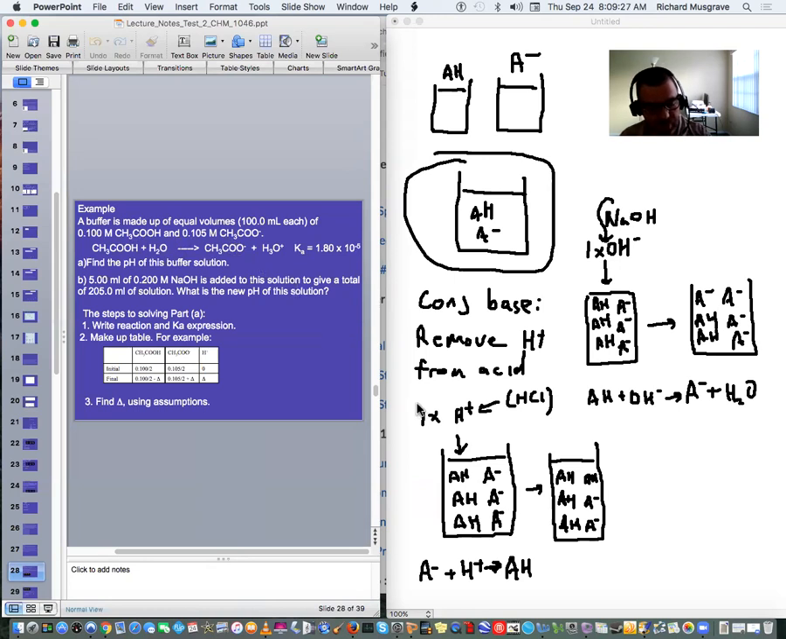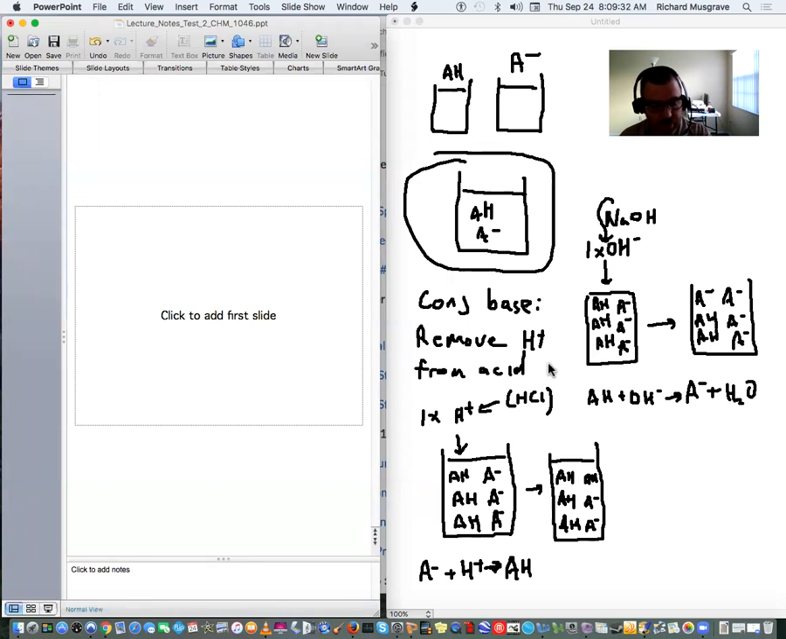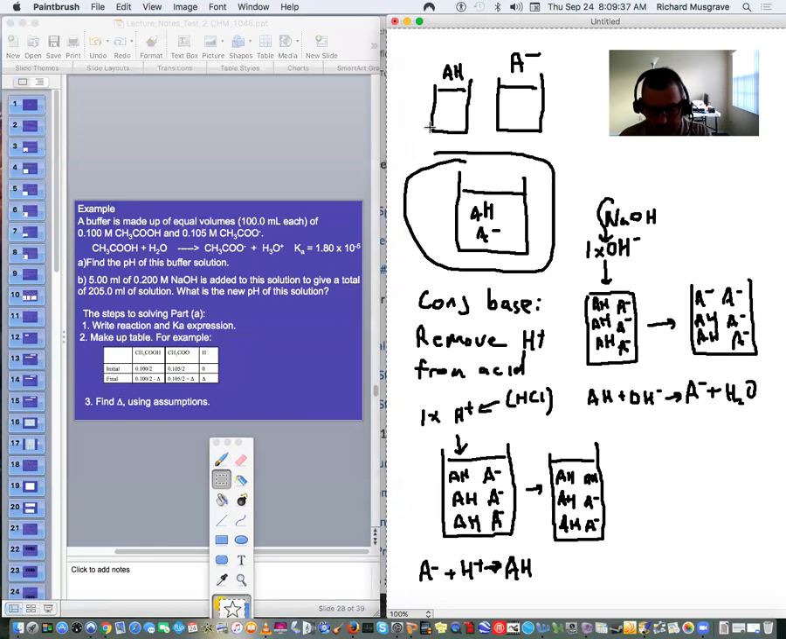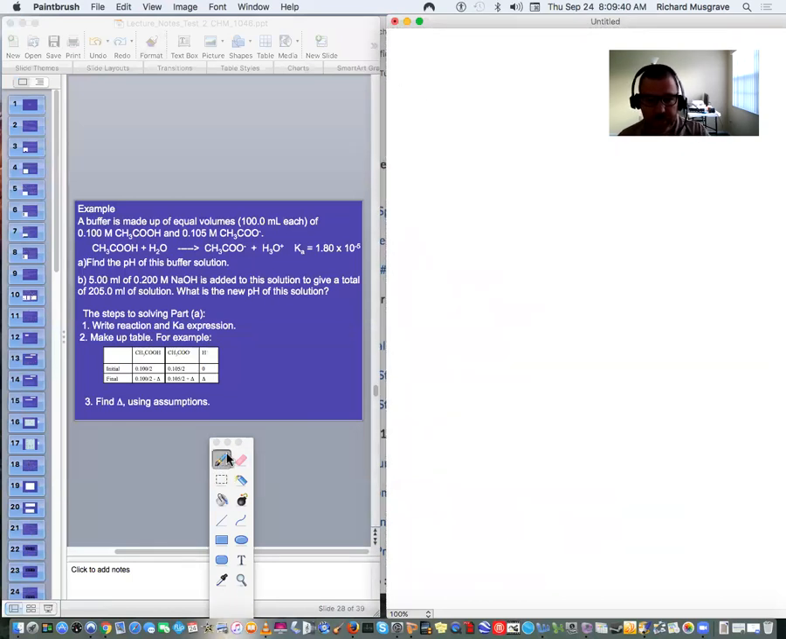So just for complete clarity here, we'll have AH is equal to CH3COOH. A minus is equal to CH3COO minus. All right. Does anybody have any questions so far?